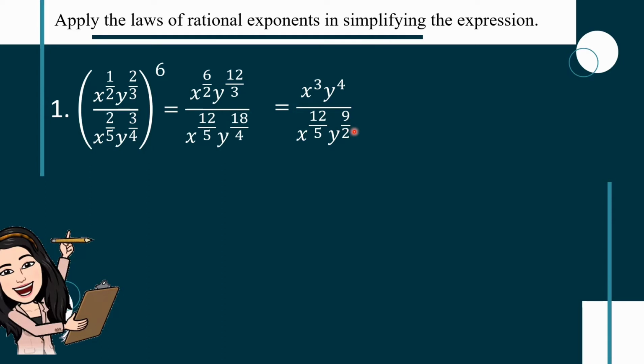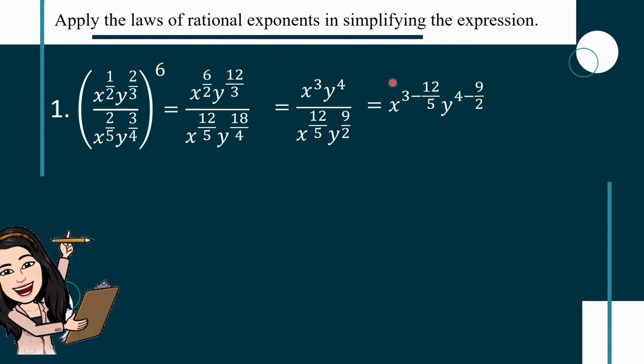So, after this, since they have the same bases, x and x, y and y, we can apply here the quotient rule. Right? In the quotient rule, when the bases are the same, what do we do with their exponents? Very good. We subtract the exponents. So that will be equal to x raised to 3 minus 12 over 5, and then y raised to 4 minus 9 over 2. Did you get this part?